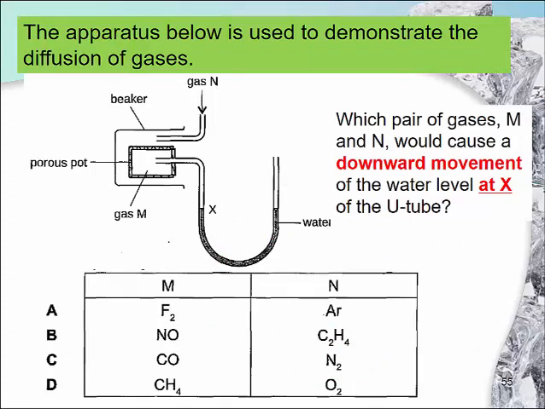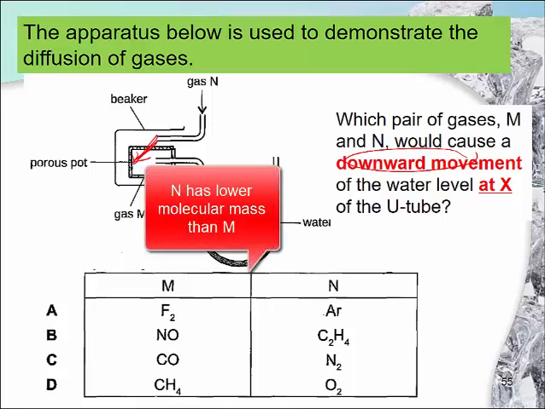Let's try the other question here. Now there's again a similar setup, and you want to have a downward movement at X. So in other words, the water level must go down. For the water level to go down, N must diffuse in faster compared to M diffusing out. So I use a bigger arrow to show that it's faster as compared to M diffusing out. So in other words, M must have a greater molecular mass than N. So N must be lower molecular mass compared to M, so it can diffuse in faster.